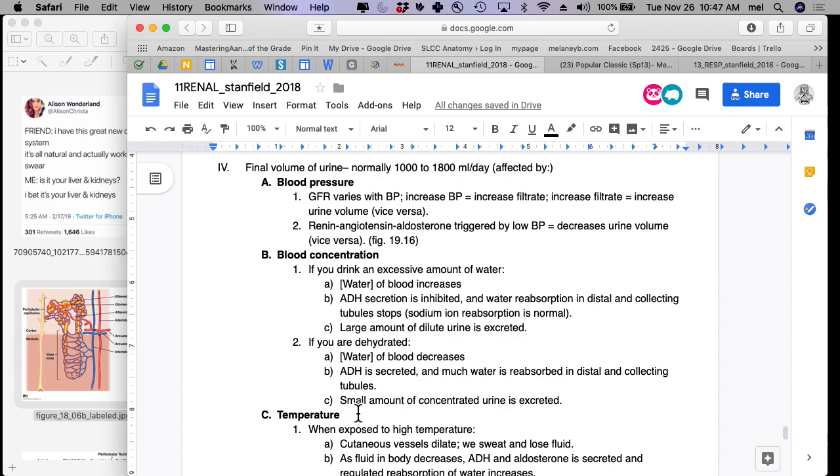Your blood pressure will be directly correlated to how much pee you make because it impacts filtration, reabsorption, or secretion. So GFR varies with blood pressure. Increase the blood pressure, you increase the filtration. Increase the filtration, you generally increase the urine volume. This is one of the reasons why chronic hypertension is very, very hard on your kidneys if left untreated.